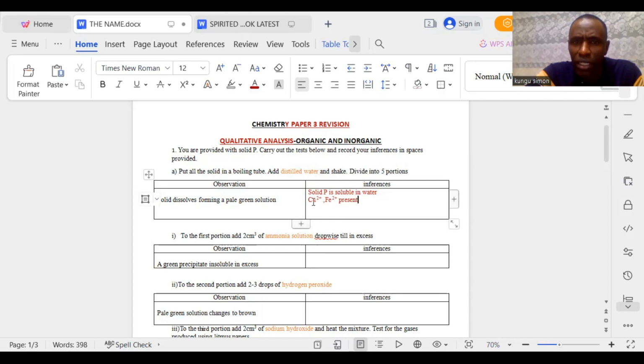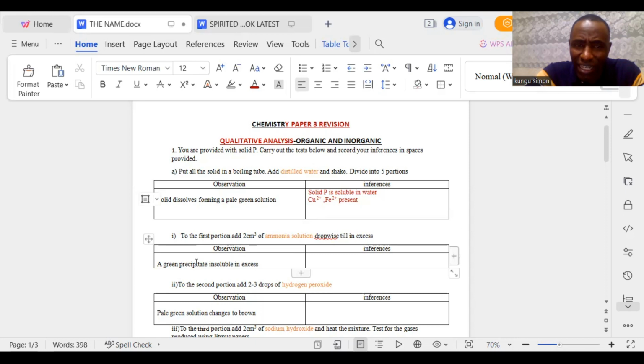Maybe I can remind you here that copper ions is very distinct. We can actually identify copper ions using ammonia solution, because every time you put ammonia in copper solutions, what you normally get is a blue precipitate. This blue precipitate, of course, is copper hydroxide, and this copper hydroxide will react with excess ammonia, forming the complex tetraamine copper 2 ions.